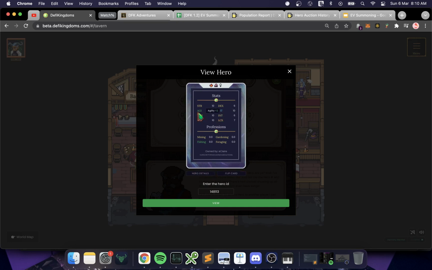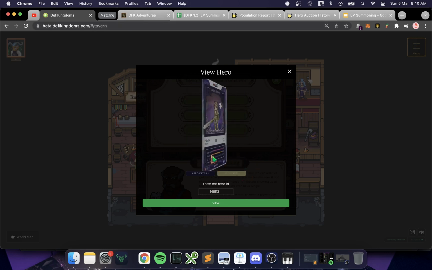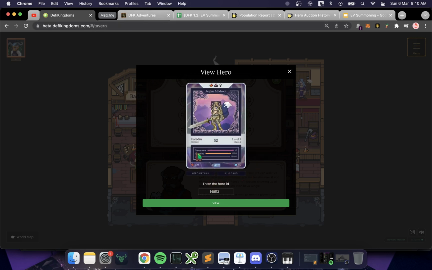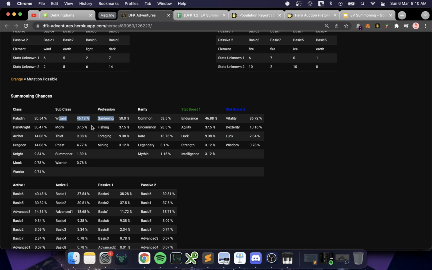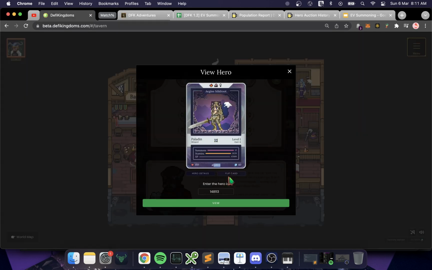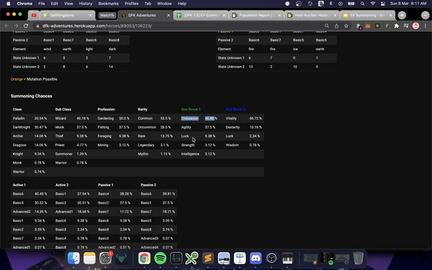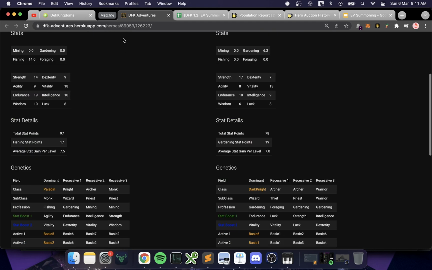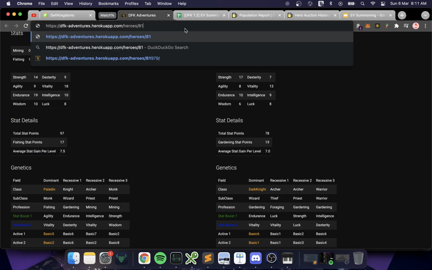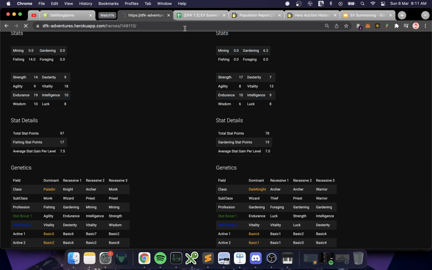Vitality, which is good. Now, does it have any advanced abilities? Is the question I have. So there's fishing, at a 37% chance. Then vitality at 86. And then what was the other one? Agility, right? Okay, that's a bummer, because if it was an endurance one, it would be good for the paladin. But let's see what we get here.